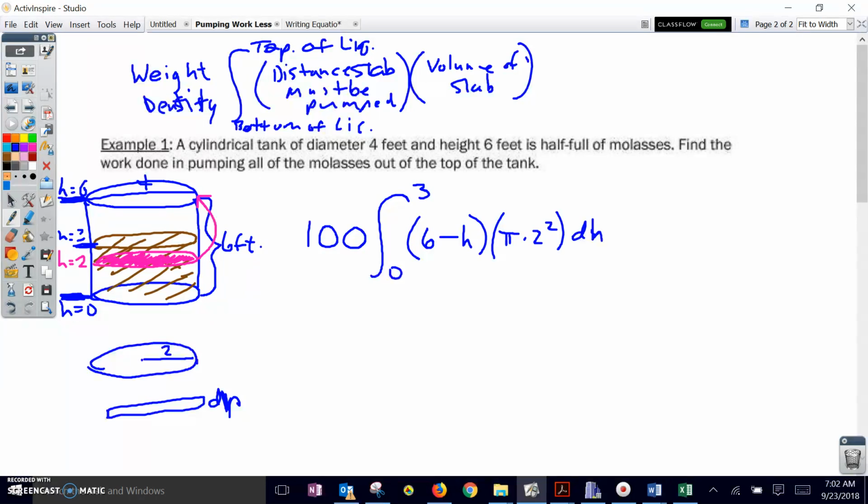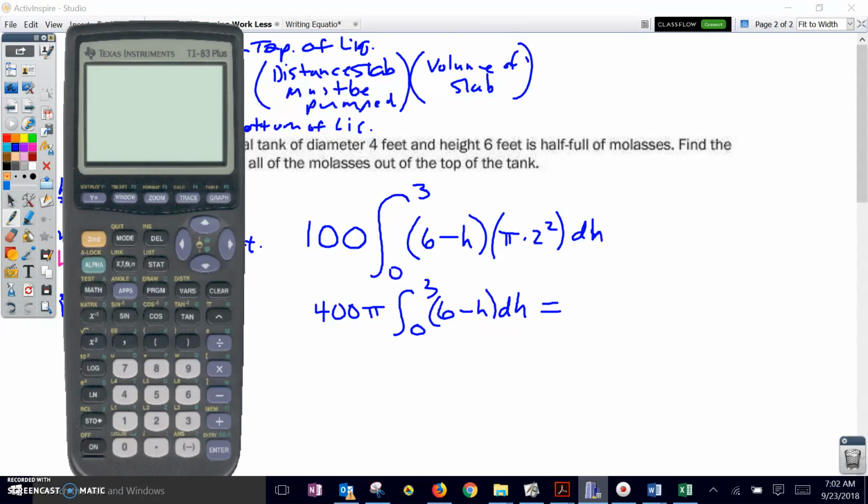And simplifying this integral a little bit, I can bring the 4 pi out in front. And so in essence, to find the amount of work done here, I'm going to take 400 pi times the integral from 0 to 3 of 6 minus h dh. And I'm going to go ahead and do that. 400 pi times the integral of 6 minus h dh from 0 to 3.